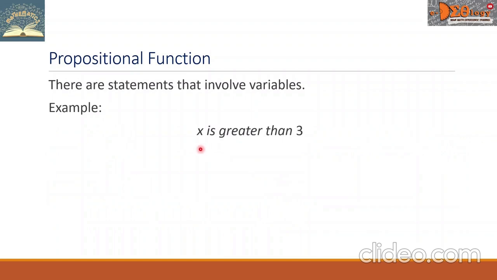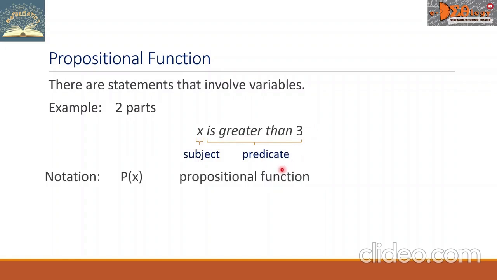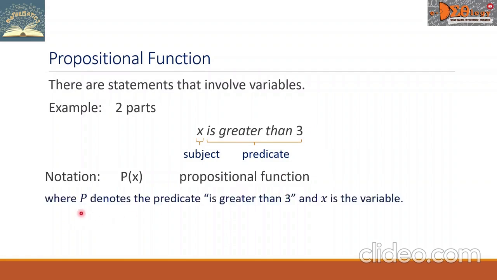We have here one example: x is greater than 3. In this example, we have two parts. The first part is the x, and we call that the subject. The phrase "is greater than 3" is called the predicate. Now for the notation, we write capital P of x, and we call this the propositional function, where P denotes the predicate "is greater than 3", and x is the variable, or we say the subject.